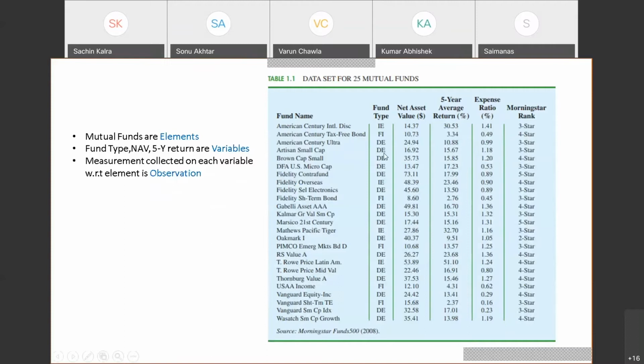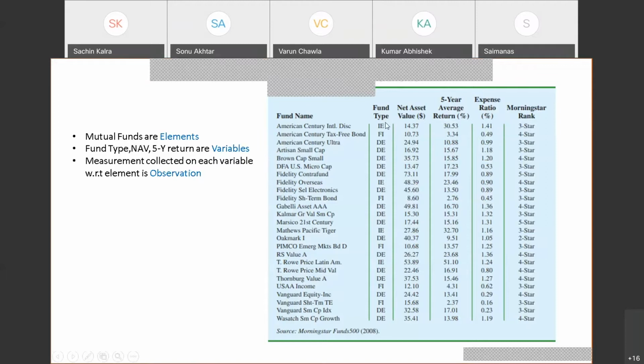Similarly, for fund type, we have certain values which are again repeating, not an issue. Like IE stands for, I think, international equity. FI, I don't remember exactly. I think FI should be fixed income, and DE should be direct equity, and so on. So this kind of information has no order. Americans actually can go here. It will be recognized easily that it's an IE fund type.